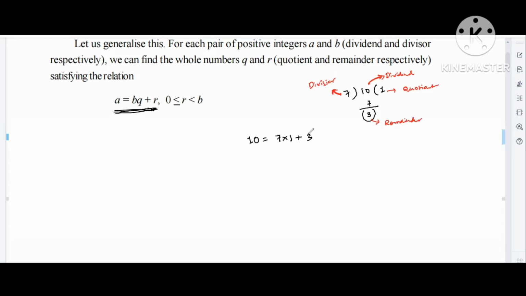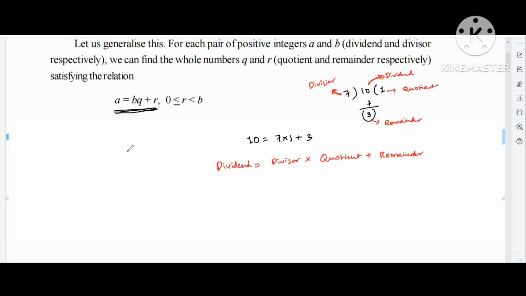So when you divide 10 by 7, I'm taking 10 here on the left side. 10, the dividend, equal to divisor into quotient plus remainder. So this is called the division algorithm.